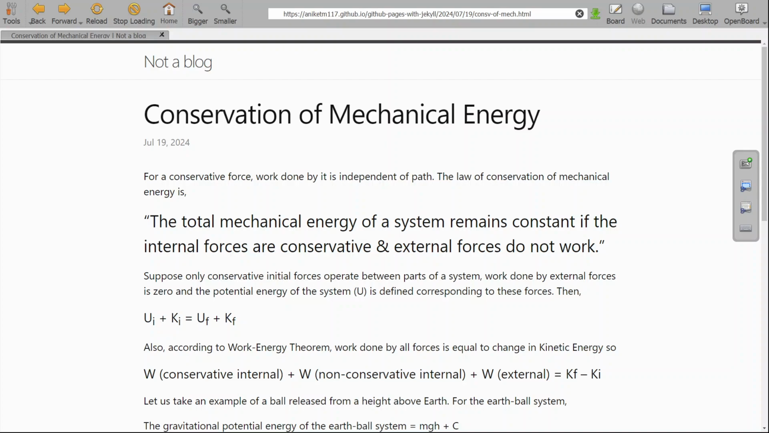Welcome to today's lecture on the conservation of mechanical energy. So, in the last class, we learned that conservative forces are spring energy forces and gravitational forces. Both these forces are conservative forces because when a block is moved between 2 points in a gravitational field, the work done by gravitational force is independent of the path taken.